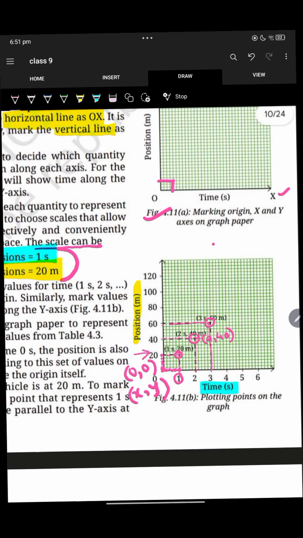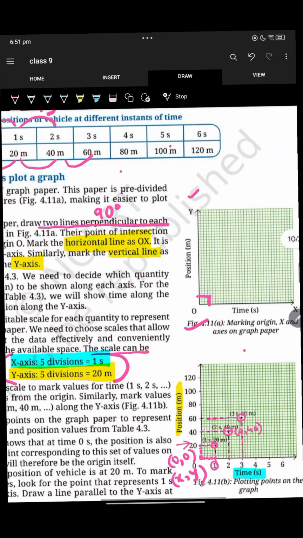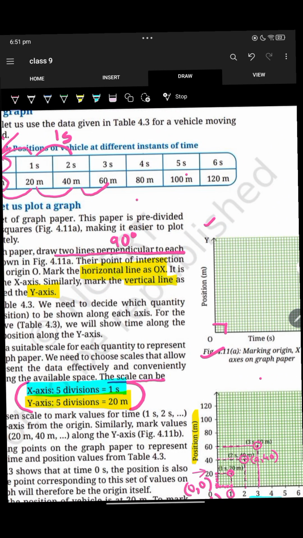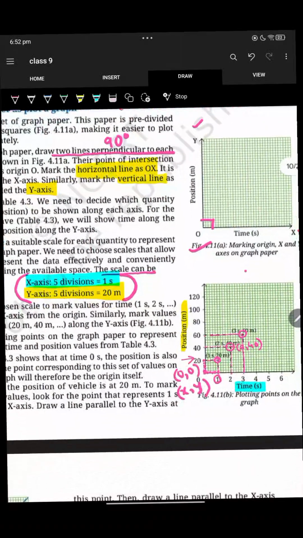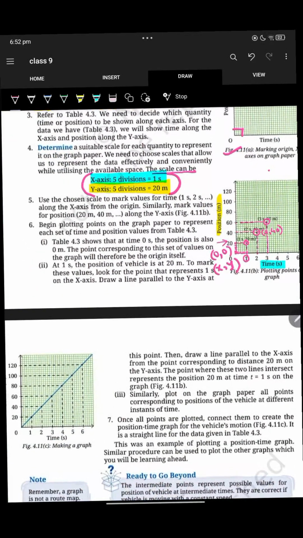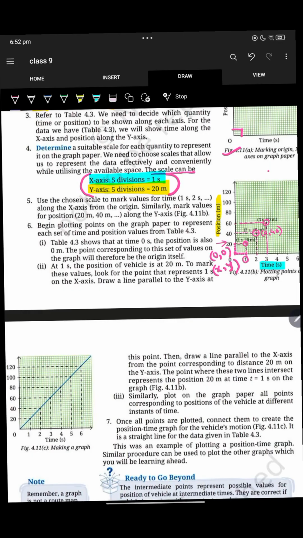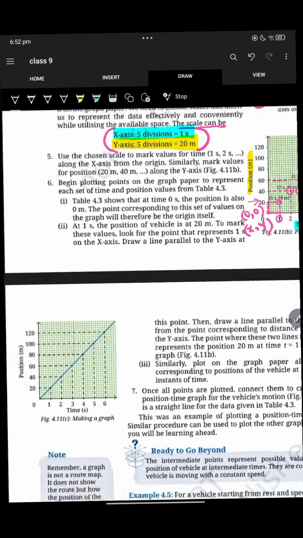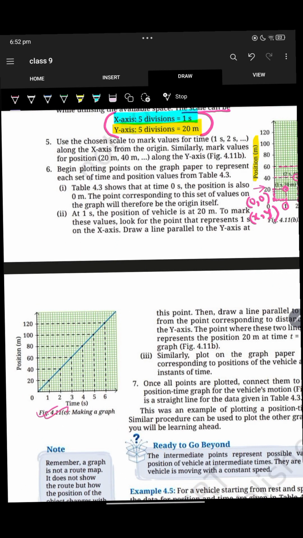Okay. So likewise, you will get all the points. After 60, it is 4. This is 4, 80. And this is 5, 100. And this is 6, 120. So you will plot it in this manner. Okay. So like that, when you will get the points, you will just join the points. And when you join the points, you get a plot which is like this.